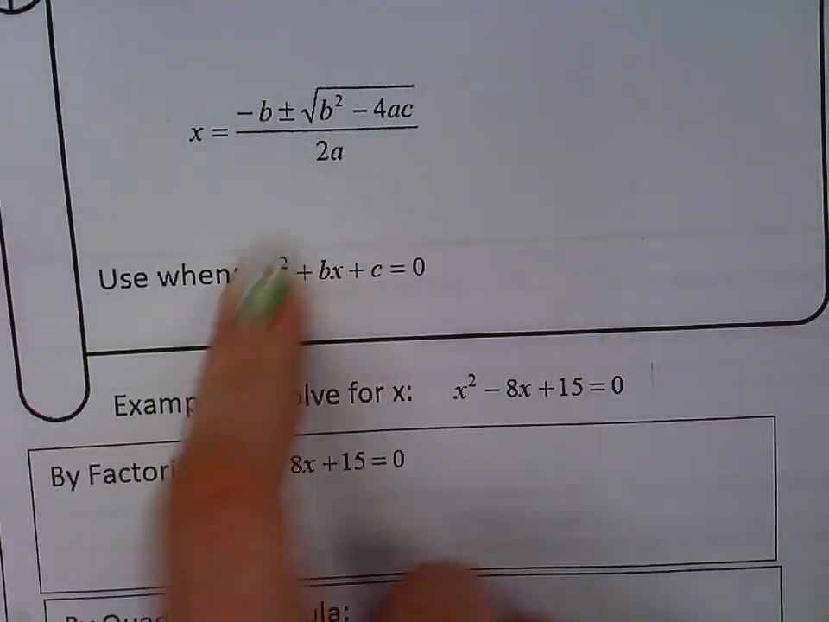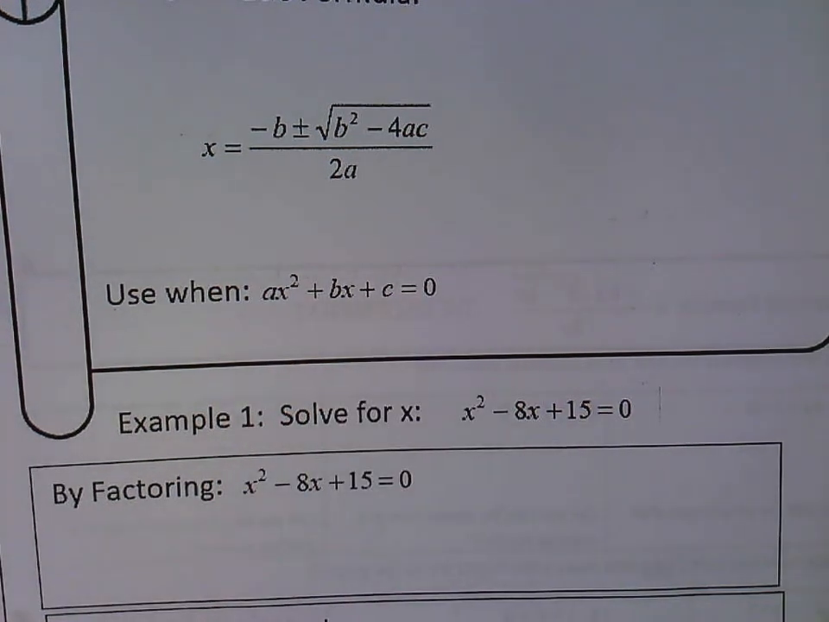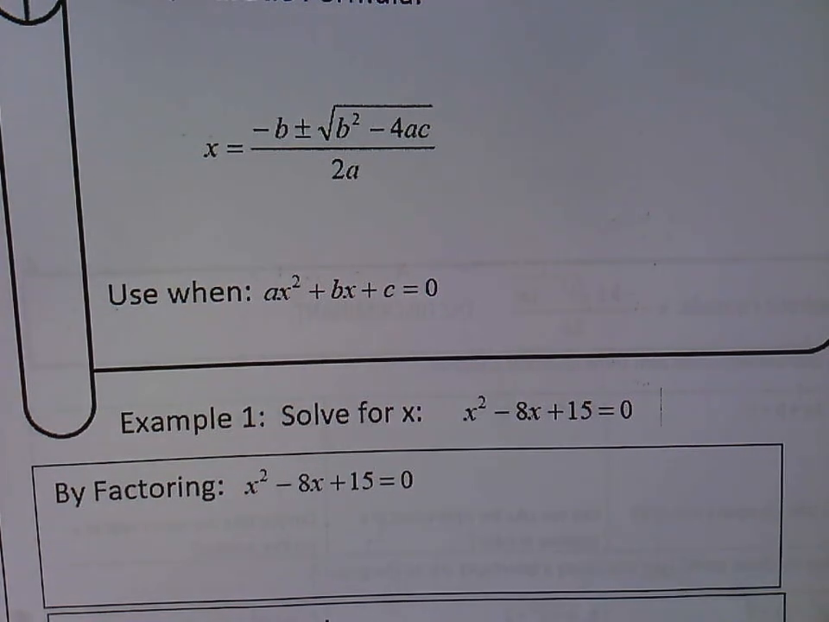If you take a look, you have to be in standard form. So the A, the B, and the C are coming from standard form. You also have to be equal to 0 right here.